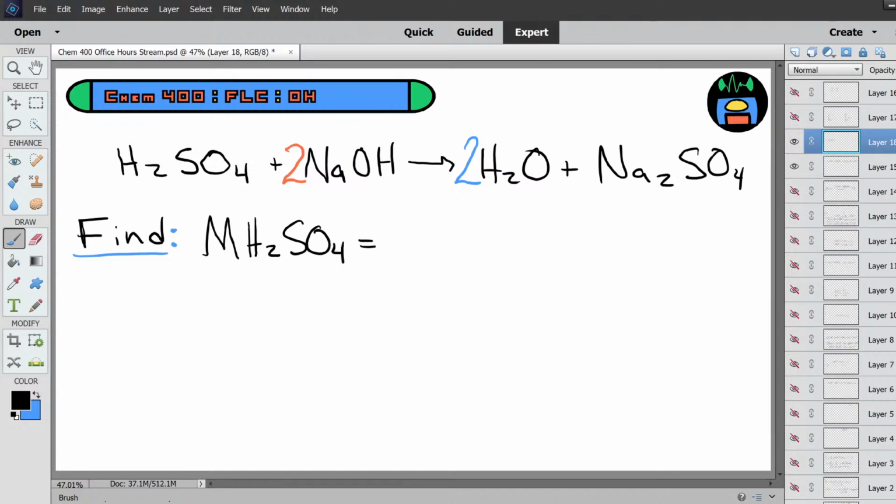And molarity has an equation, so I'm going to write that out. Molarity is equal to moles of H2SO4, whoops, not H2O, divided by the liters. All right, so these are the two things we need. We need our volume in liters. We need our moles of sulfuric acid.